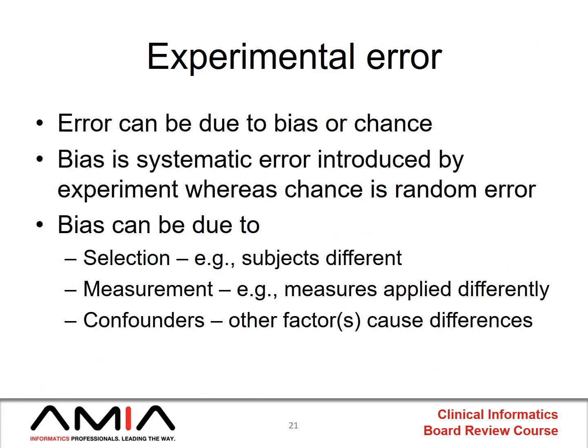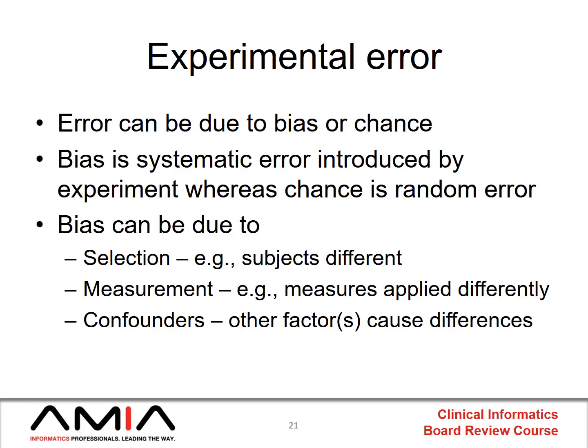Let's explore error in a little further detail. When we obtain error in research, it can be either due to bias or to chance. Bias is systematic error that's introduced by the experiment, whereas chance is random error that may occur mostly due to inadequate randomization. Bias is something we can only address by analysis and critical thinking. We have to look at the possible types of bias that can occur.